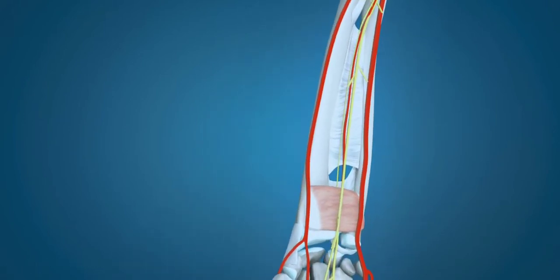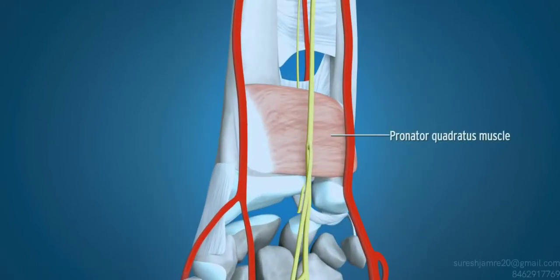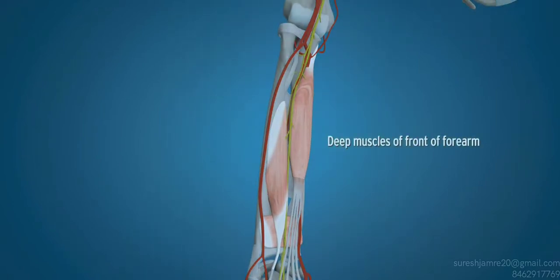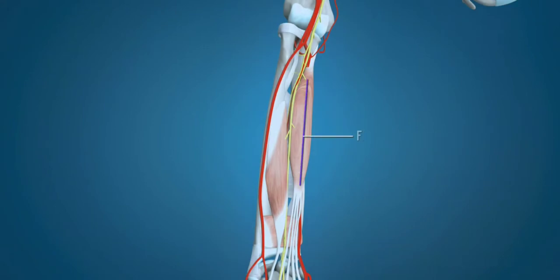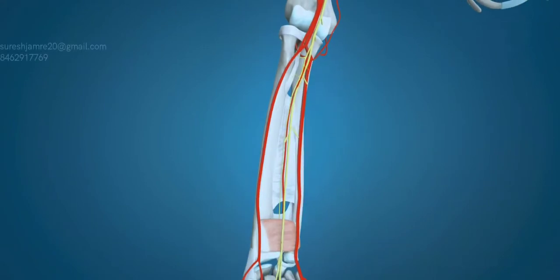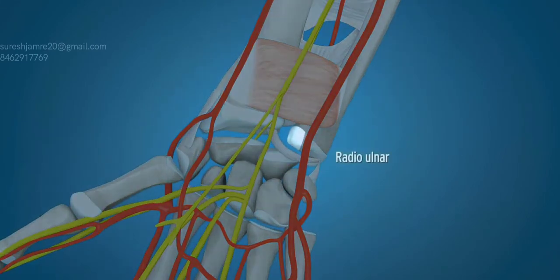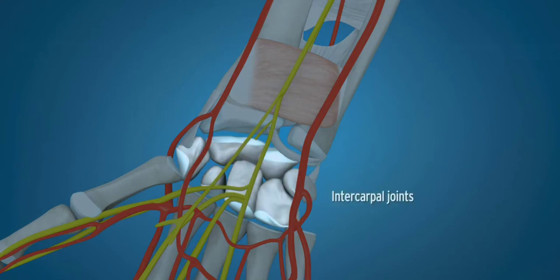It passes posterior to the pronator quadratus muscle to end in the front of the wrist. It supplies the deep muscles of front of forearm except medial half of flexor digitorum profundus. Provides articular branches to distal radio-ulnar, wrist joint and intercarpal joints.